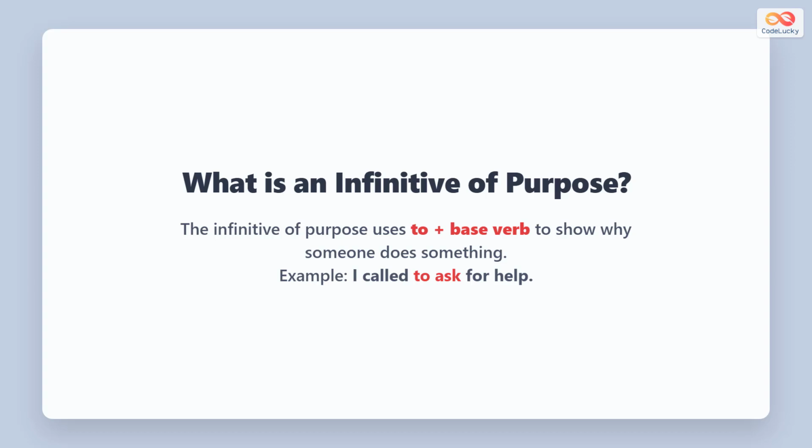An infinitive of purpose uses "to" plus the base form of a verb. It shows the reason or purpose for doing something. For example, I called to ask for help. Remember, the subject of the main action and the infinitive must be the same person or thing.